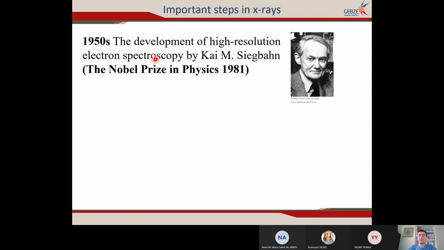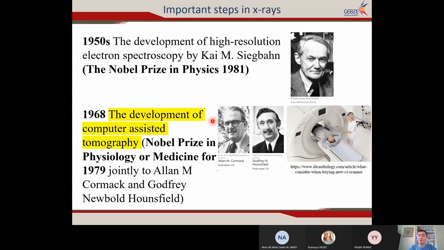Here you will see another important step, the development of computer-assisted tomography, or you can say computed tomography. Today in the hospitals, we use that technology. You can get very nice two-dimensional pictures of the body by using X-rays, X-ray computed tomography, and they were awarded the Nobel Prize in Physiology or Medicine in 1979: Allan Cormack and Godfrey Hounsfield. So this is a very important step in science and affected our daily life for medical applications.